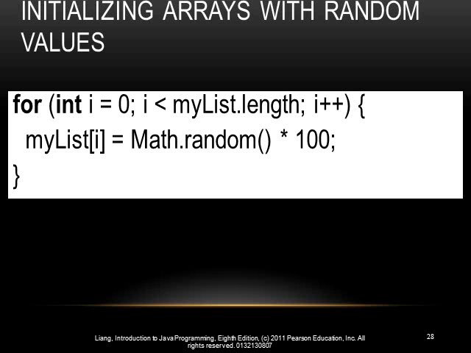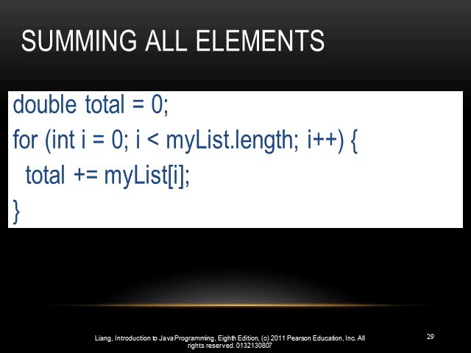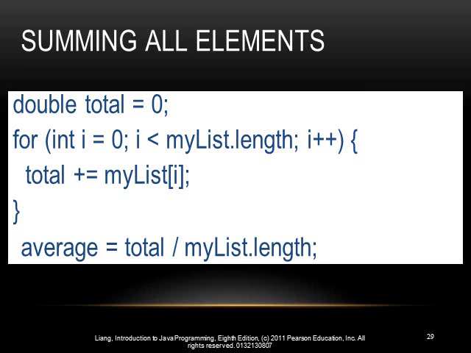We've used the random method several times in the past, and this little loop here initializes our myList array to a set of random integers less than 100. A common problem you'll encounter is needing to sum all the values in an array. But once you have a sum, you can easily find the average.